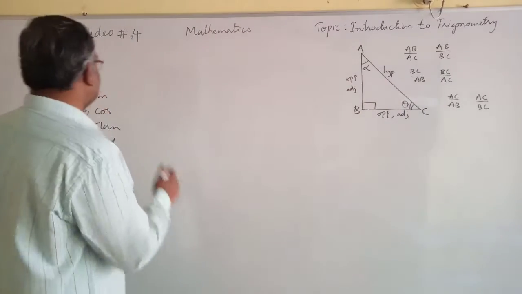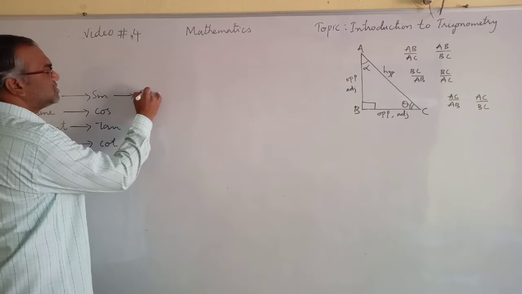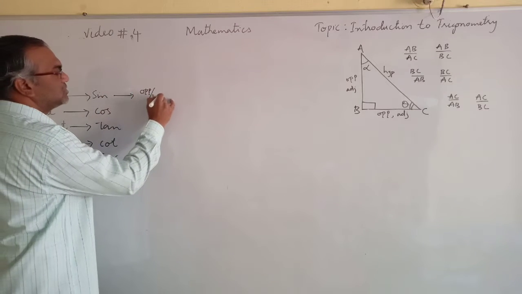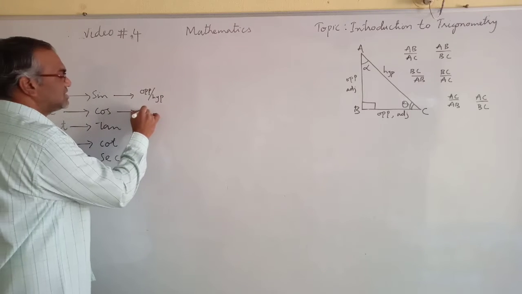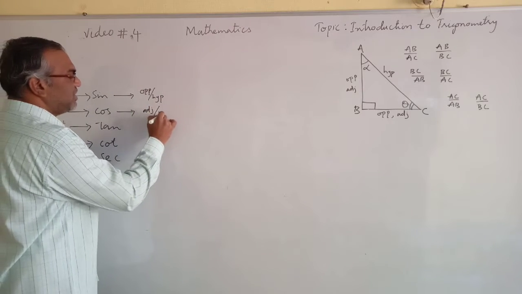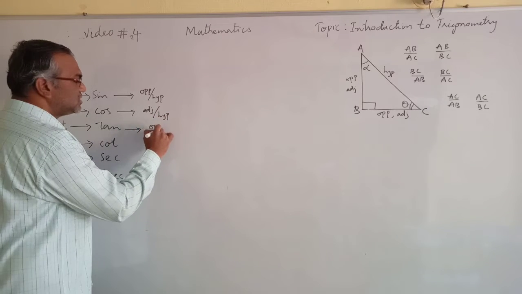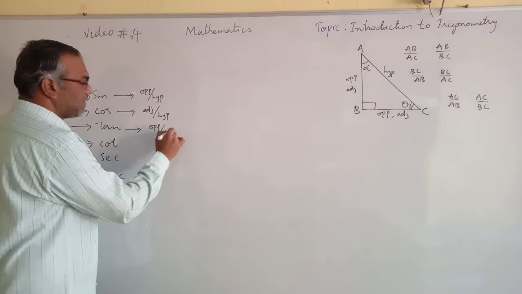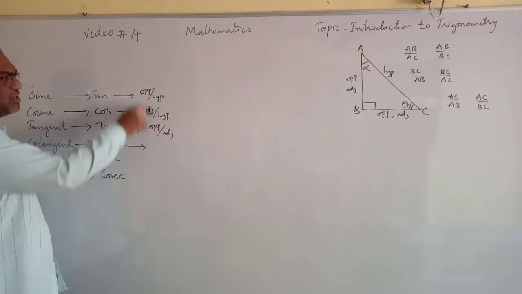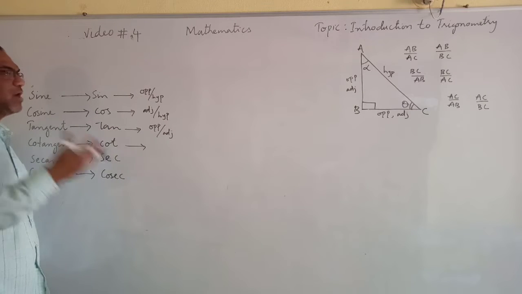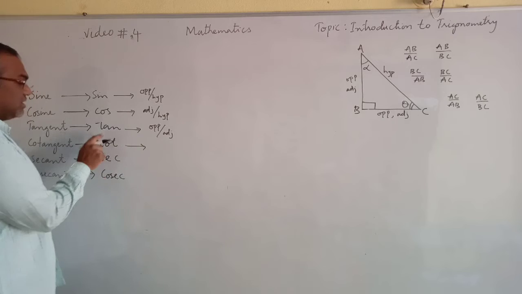Remember the definitions. The definition of sine is opposite divided by hypotenuse. The definition of cos is adjacent divided by hypotenuse. Tan is opposite divided by adjacent. Remember, these three you have to learn, memorize, learn them by heart. Then the remaining three you can write.